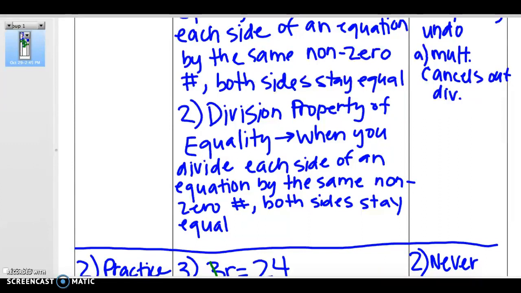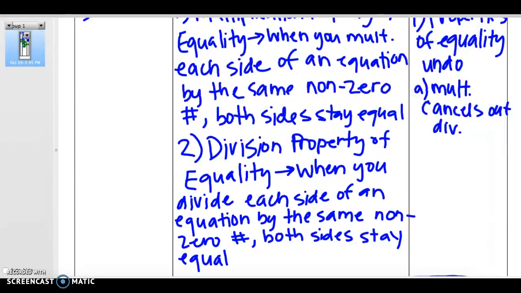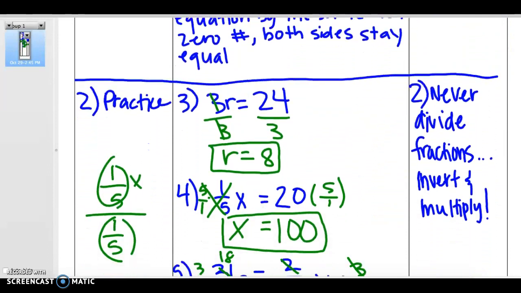So the main thing here is number one, no non-zero numbers, and number two, whatever you do to one side, you must do to the other side. Okay? Also, properties of equality, they undo, they cancel each other out. So what does multiplication cancel out? Division. What does division cancel out? Multiplication. Awesome. Okay. Let's go down to our practice.